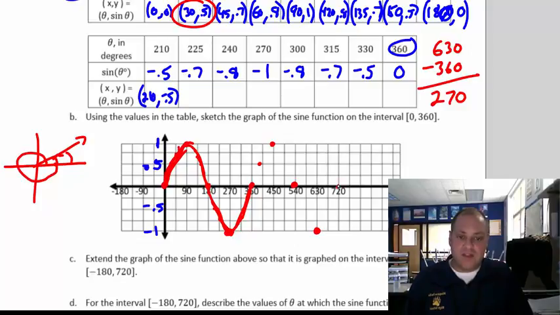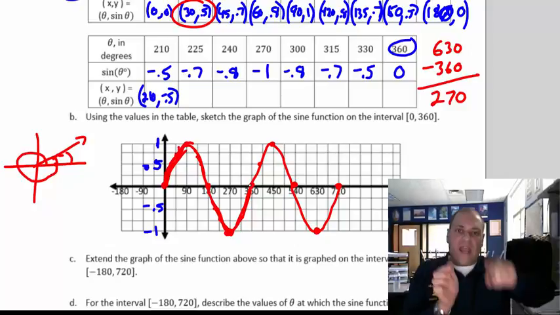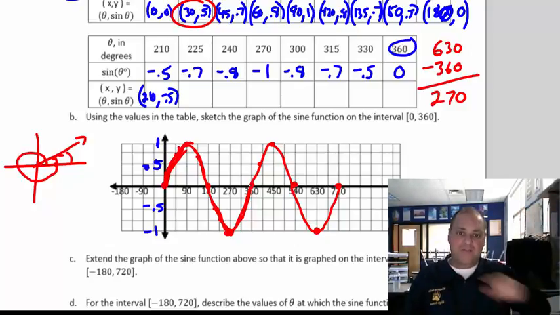All right, boom, boom, boom. And then 720 is the same as 360. Boom. So there it is. And it just repeats. It comes down, and then it goes there, and then it goes there. It creates this wave-like graph. Wave. Okay?